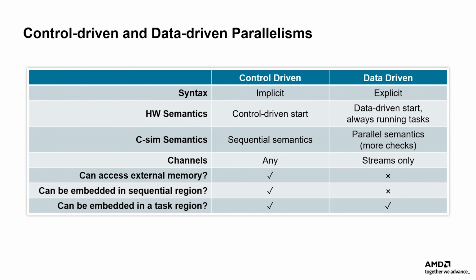This table highlights various factors of an HLS design that can be used to decide whether to use control-driven task-level parallelism or data-driven task-level parallelism. Here, you can see that the two forms of task-level parallelism presented have different use cases and advantages.